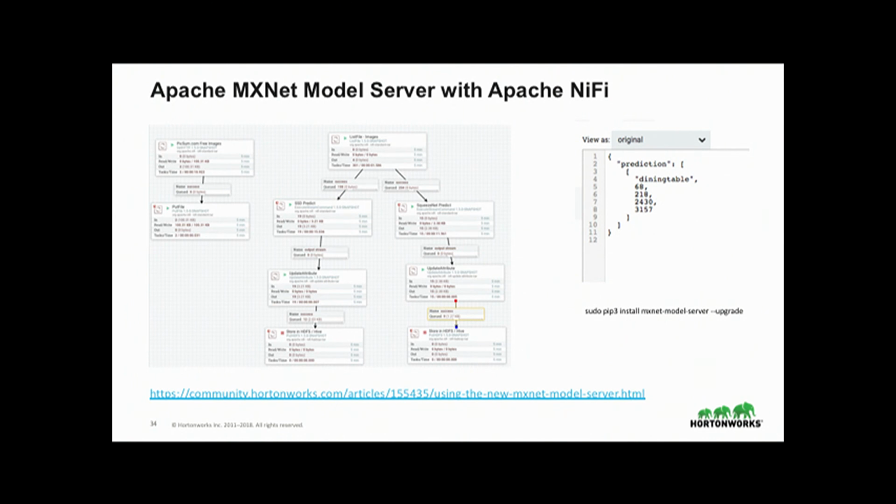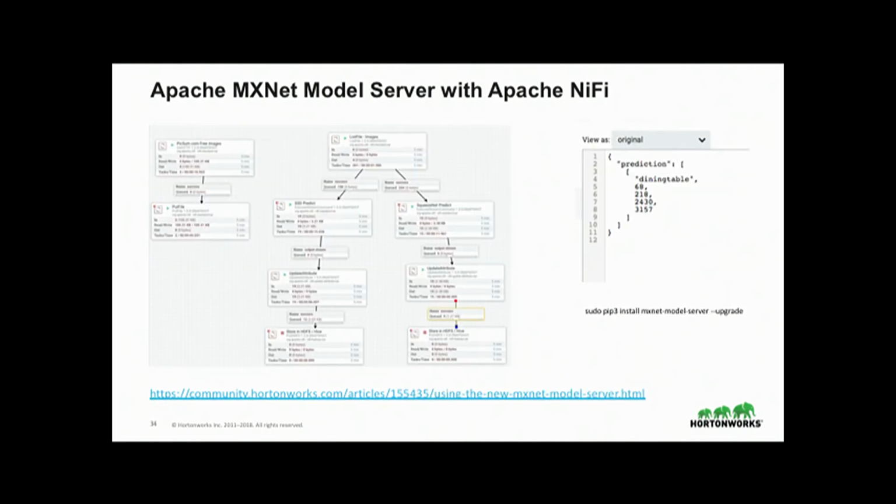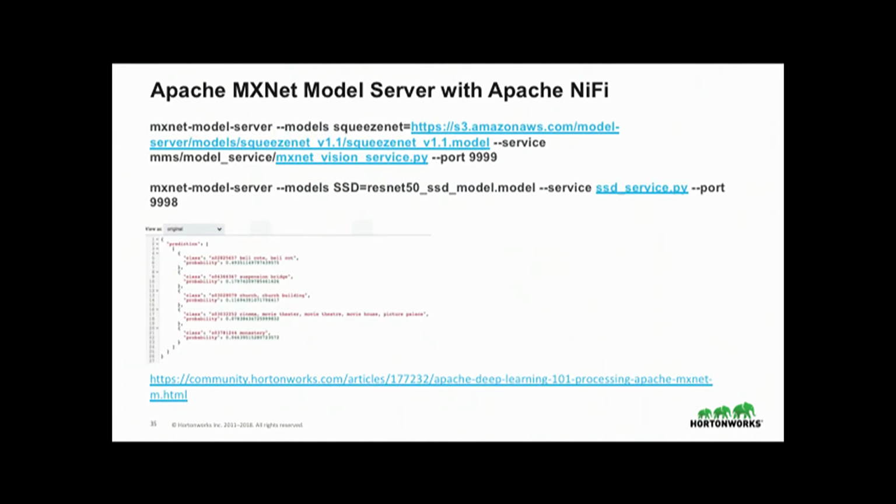I can automate that with NiFi or with anything that does REST. And again, fully documented. This is how hard it is. If you saw on the last one, this is my install. If you've got MXNet already, you just do a pip install for the model server. It's again written in Python. And then here, this is how you run it.